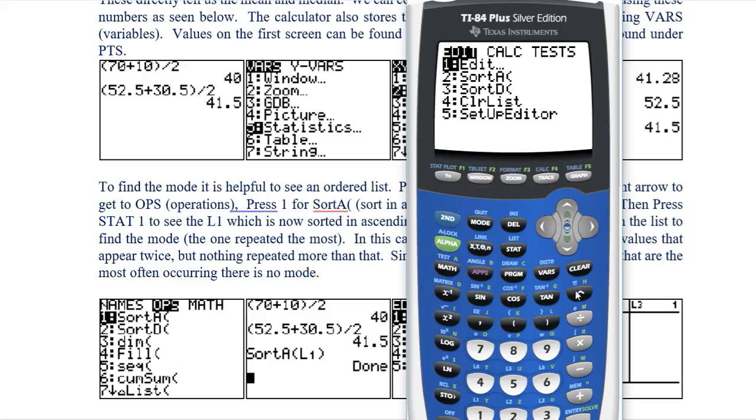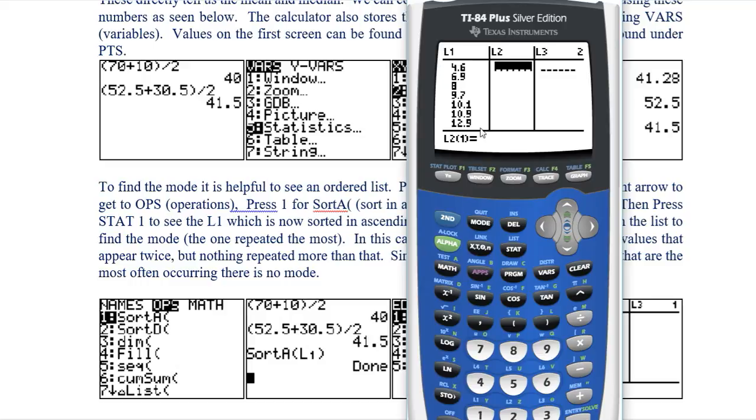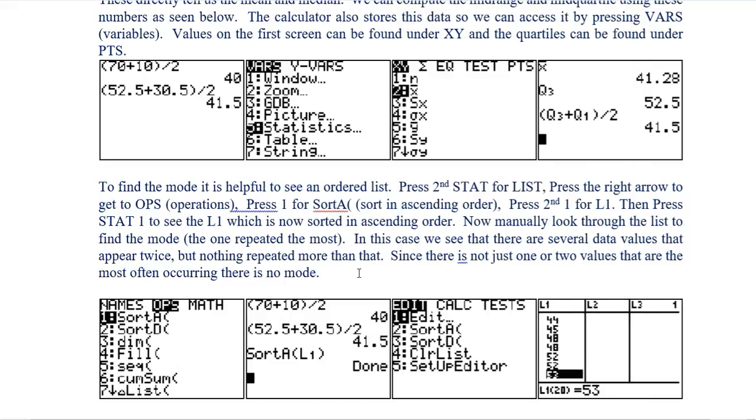But if I go to Stat and Edit, the data before was written in the order that it just happened to be in the table, and I can see the data here in order, and I can start to look for repeats. And so far I haven't found any, so there may not be a mode. Oh, there's a repeat, 30.1. Let's see, is that the only repeat? Yeah, it looks like 30.1 is the only repeat.